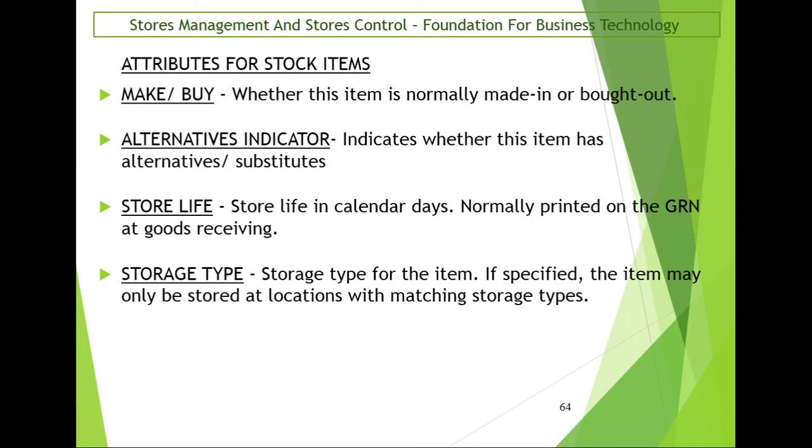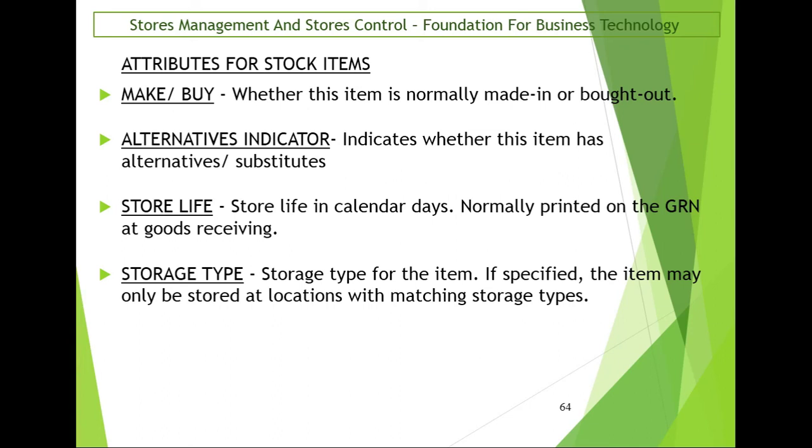We also have other attributes for stock items. For example, we can indicate whether it's a make or buy item. So in other words, if we say it's made in, it means that this item, we don't buy it from suppliers, but we make it ourselves in-house. So in other words, this is an end product from our factory. But if we say we buy it, then that item needs a purchase order for it to be procured from suppliers. Then we also need to indicate alternatives indicators.